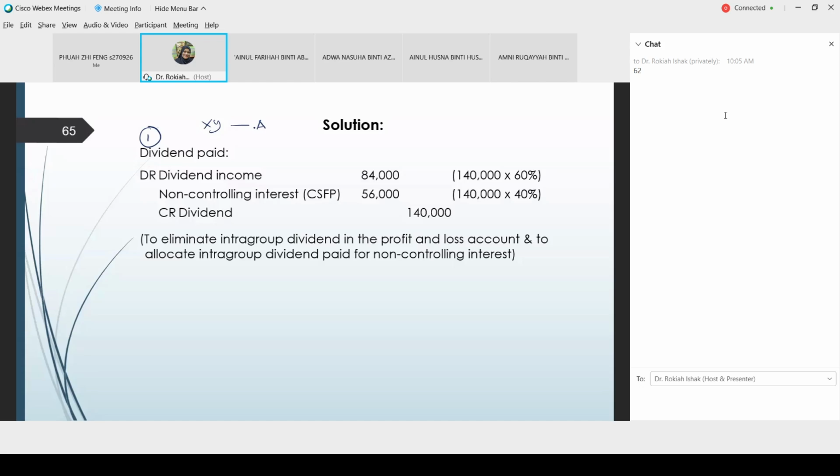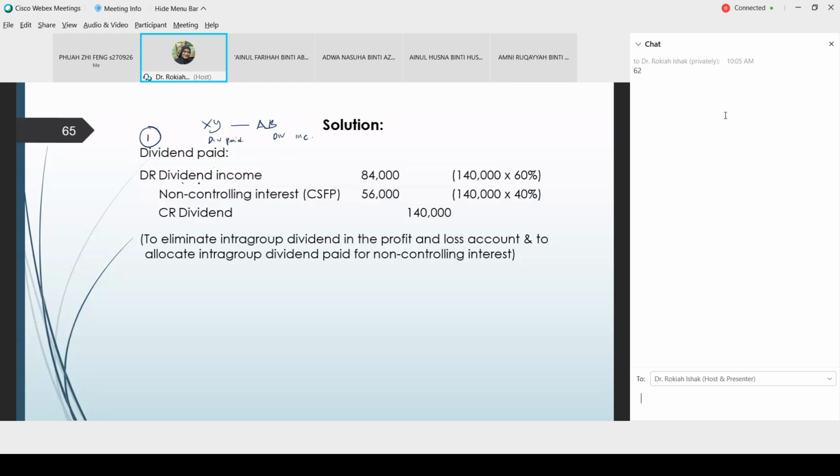It's the name of the company AB. Okay, XY paid a dividend. The amount that I paid here is 140. So XY is going to record it as a dividend paid, and then AB is going to record it as dividend income. So this is the journal entry.